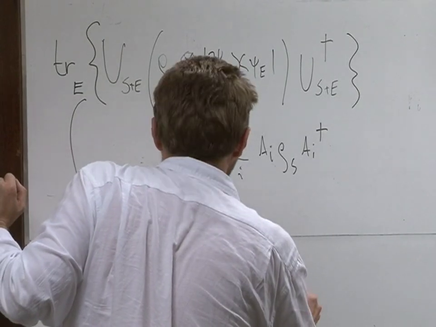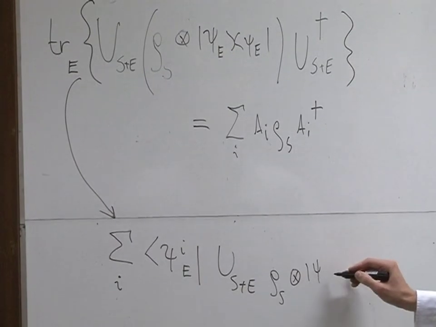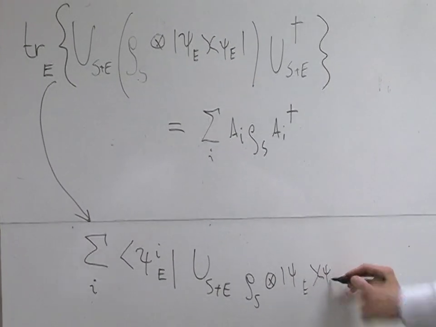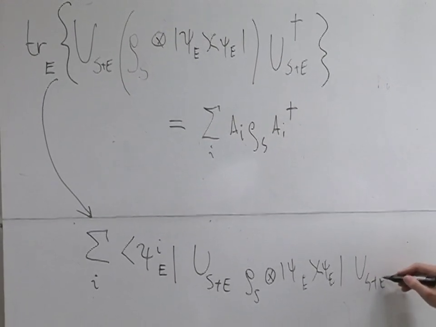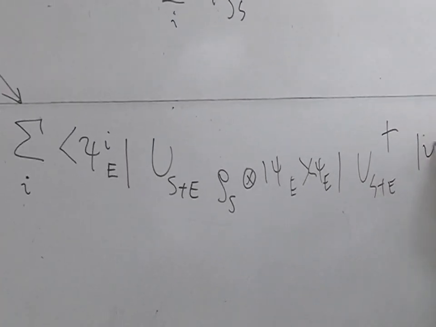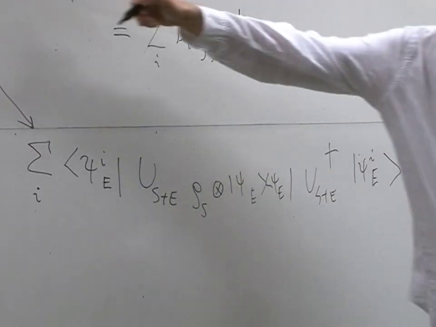So the unitary evolution, state of your system, state of the environment, whatever I called it, psi_I_E. It could be a mixed state as well, by the way. It's easier to see it with the pure state. S plus E dagger psi_I_E. That's just a statement of this.